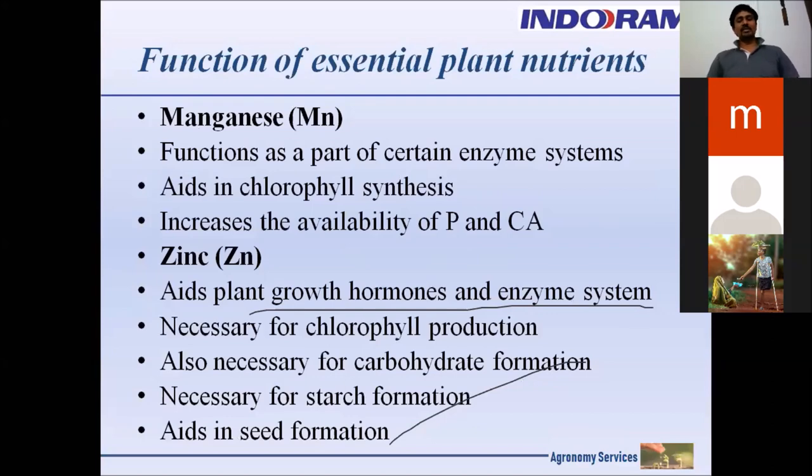Manganese functions as a part of certain enzymes. So it promotes enzymatic activity and increases the availability of calcium and phosphorus. Zinc adds plant growth hormones and enzymes. Zinc is an element which is highly involved in enzymatic activities, also necessary for carbohydrate formation. So zinc is responsible for formation of plant food.